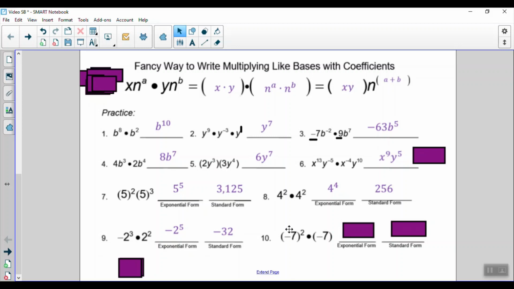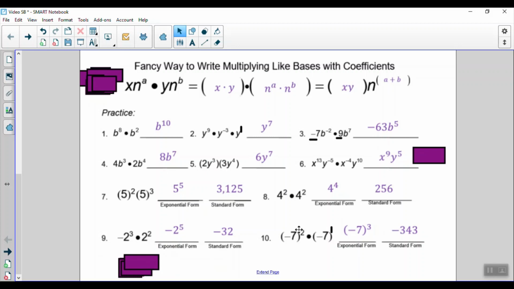Here we have parentheses, negative 7 squared times negative 7. This again would be an exponent of 1 since we can't see it. So we do want to add 2 plus 1, which would give us negative 7 to the 3rd, and I kept my parentheses because it's there, we can't get rid of them. So parentheses negative 7 to the 3rd, which would be negative 343.